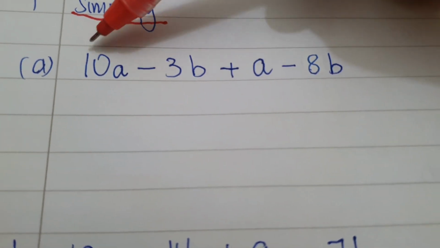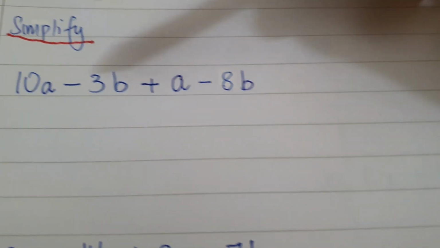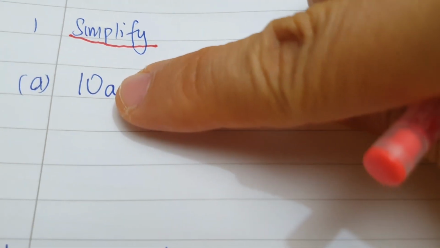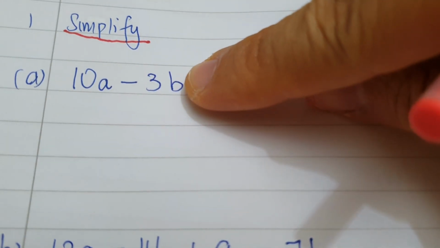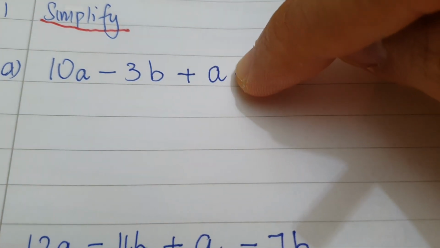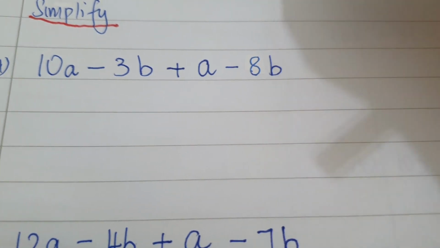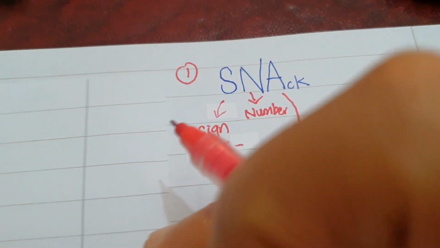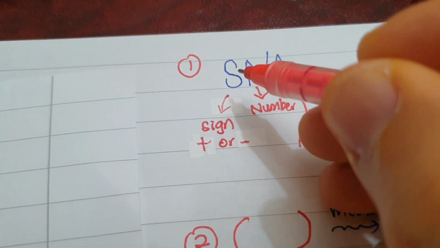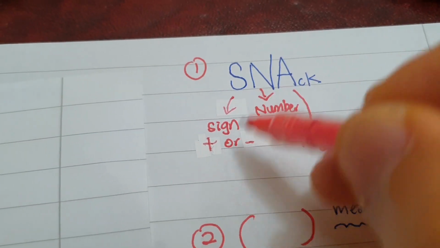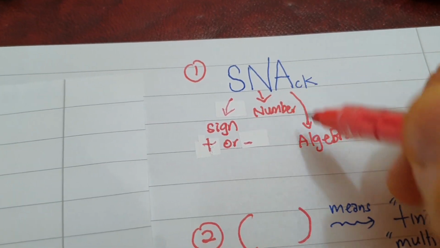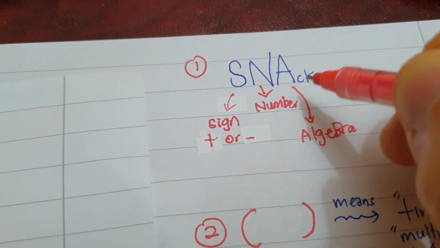So you take a look at every term. This is one term, this is another term, this is another term, and this is another term. You must understand that each term is made up of a sign, a number, and algebra. Algebra is the alphabet. Remember SNA, sign, number, algebra.